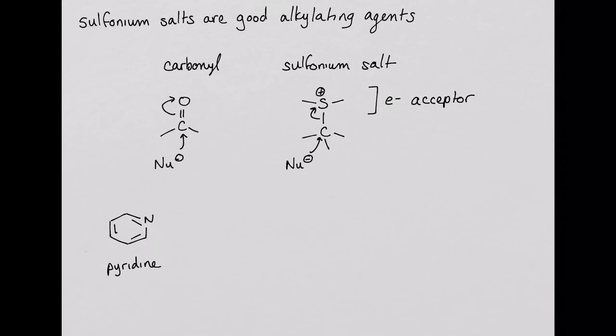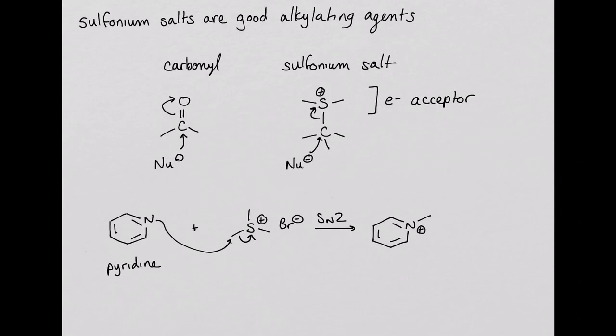Pyridine is an example of a good base, but typically a poor nucleophile. But pyridine can be alkylated using a sulfonium salt. If we react pyridine with the very good electrophile of this methyl sulfonium salt, it will react in an SN2 reaction to produce the methylated pyridine. This also produces the thioether. This type of methylating or alkylating reaction is very important to biosystems.